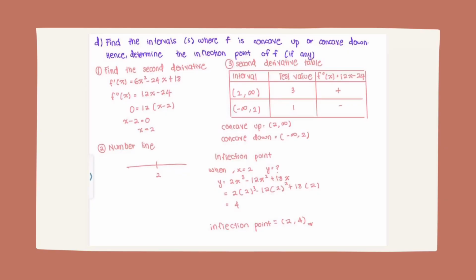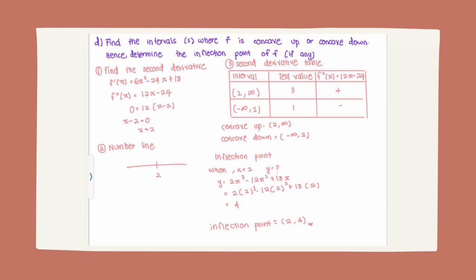For the next question, find the intervals where f is concave up or concave down. Hence, determine the inflection point of f if any. So first step, we need to find the second derivative. As we know, we got the first derivative, which is 6x squared minus 24x plus 18. And for the second derivative, it is 12x minus 24. Next, we need to find the value of x. So, x minus 2 equal to 0. So the answer for the x is 2.